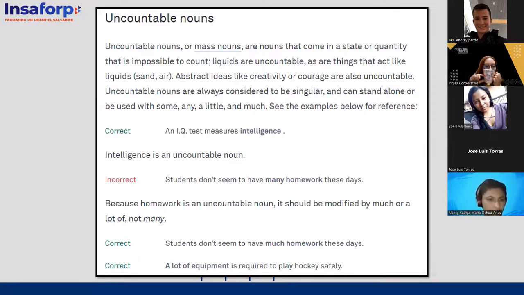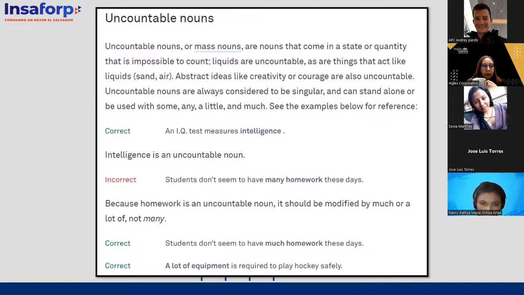I have a little coffee in my cup. Tengo poquito café en la taza. I have a little coffee. En este escenario de contables o no contables, cuando digo a little, no se refiere a chiquito o a pequeño, se refiere a un poquito para los no contables específicamente.